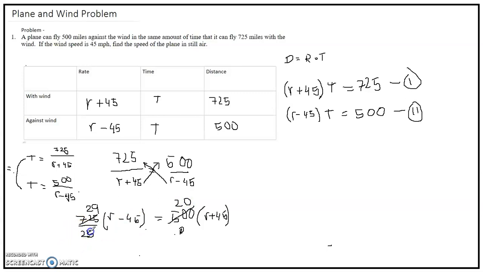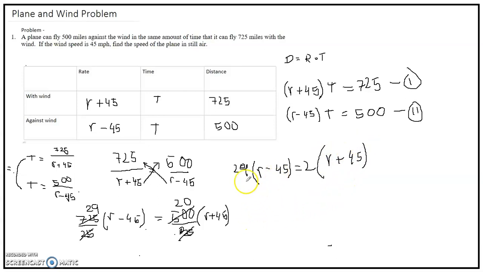So now we have a much simpler equation to solve. So 29 times r minus 45 equals 20 times r plus 45.